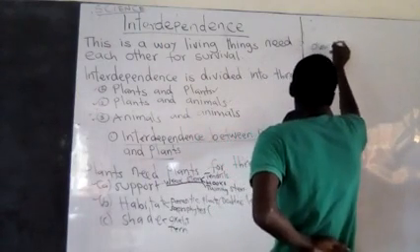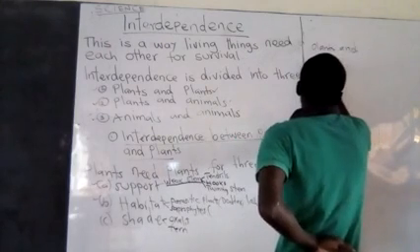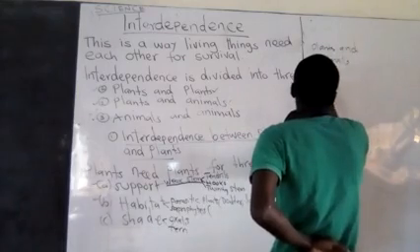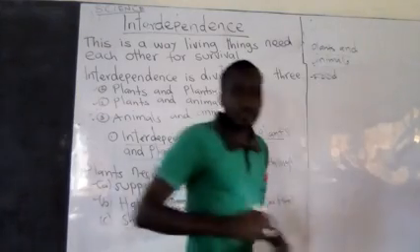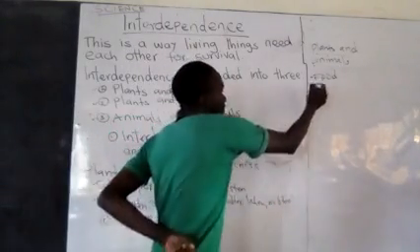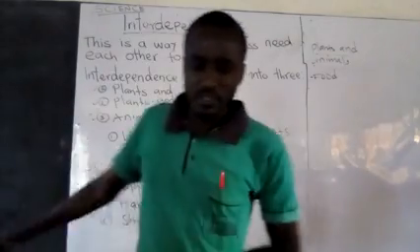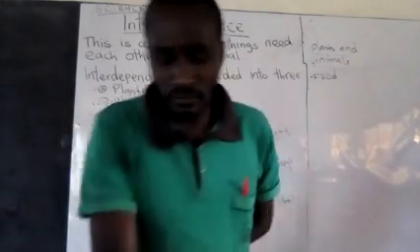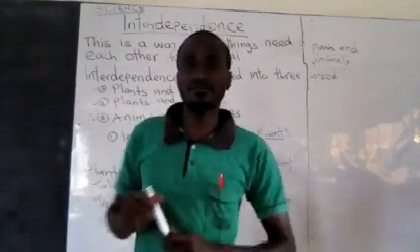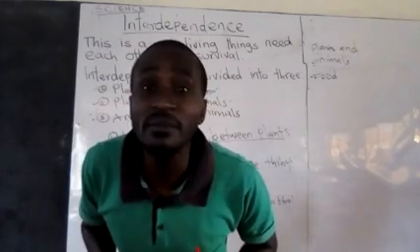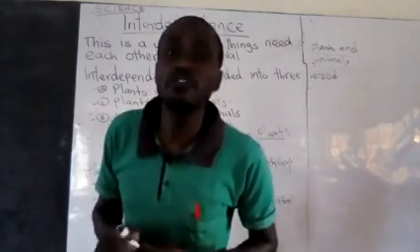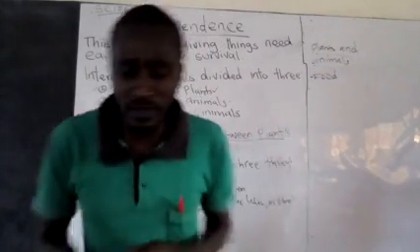Plants and animals depend on each other for food. Things like food, nutrients, oxygen, carbon dioxide. This one, plants depend on us for carbon dioxide because they use carbon dioxide for food, and we depend on plants for oxygen for breathing.